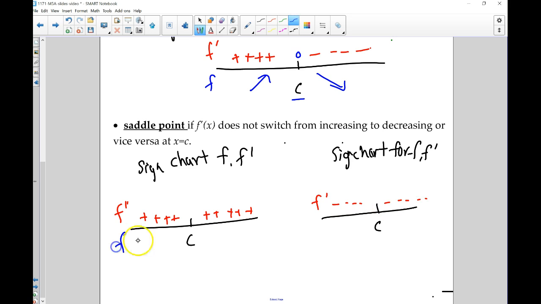And what this means for the function itself is that it's increasing, flattens out, and then is increasing again. Here it would be decreasing, flattens, decreasing. Think of the cubic graph for a quick example. Okay, so it would be increasing, here would be my critical point, and then it would be increasing on either side. So that's a saddle point.